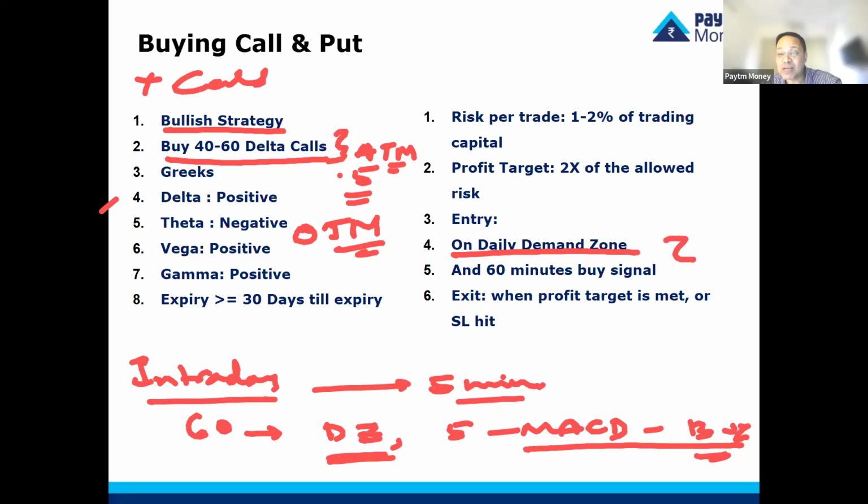Now, this is from a swing trading perspective, right? On a daily demand zone with a 60-minute buy signal, what you are doing is buying an ATM call option, right? If you're an intraday trader, you can buy it in a 60-minute demand zone with a 5-minute buy signal. Hope this point is clear to you.